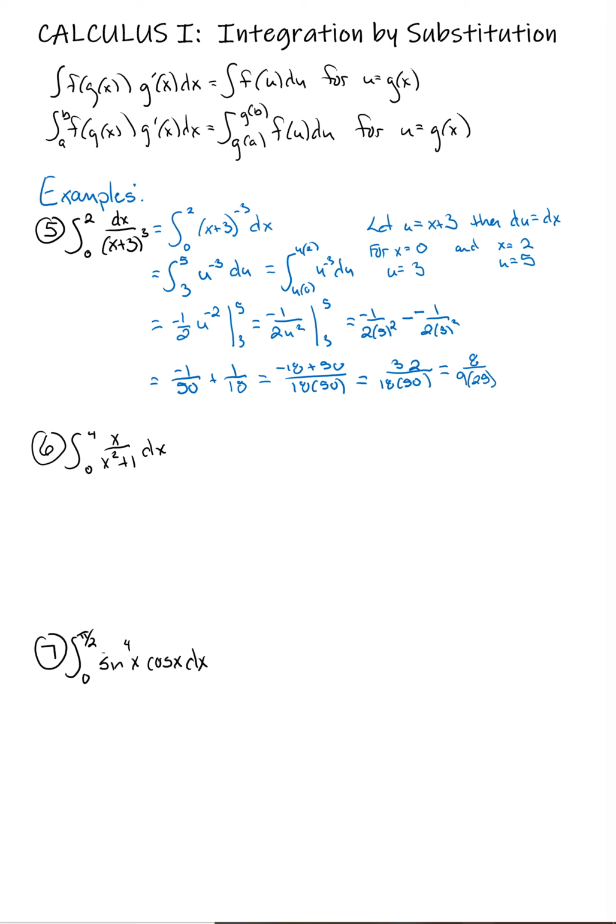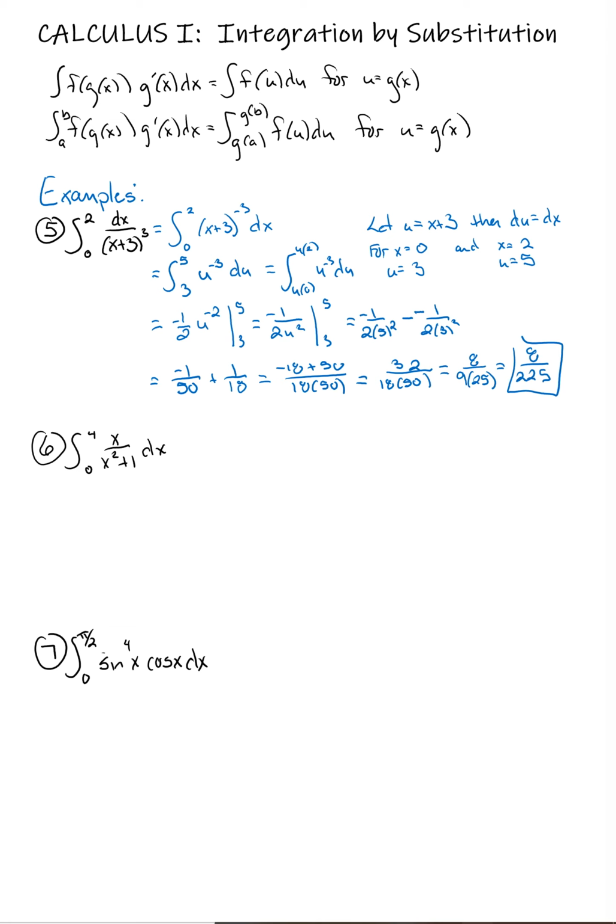And you could do this, however, there are all kinds of ways of going about this computation. So we end up with 8 over 225. All right, I think that looks pretty good.